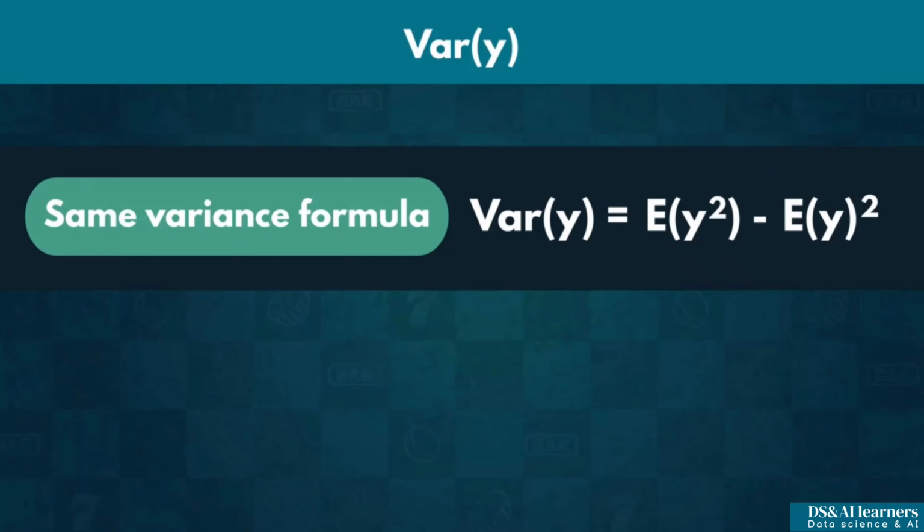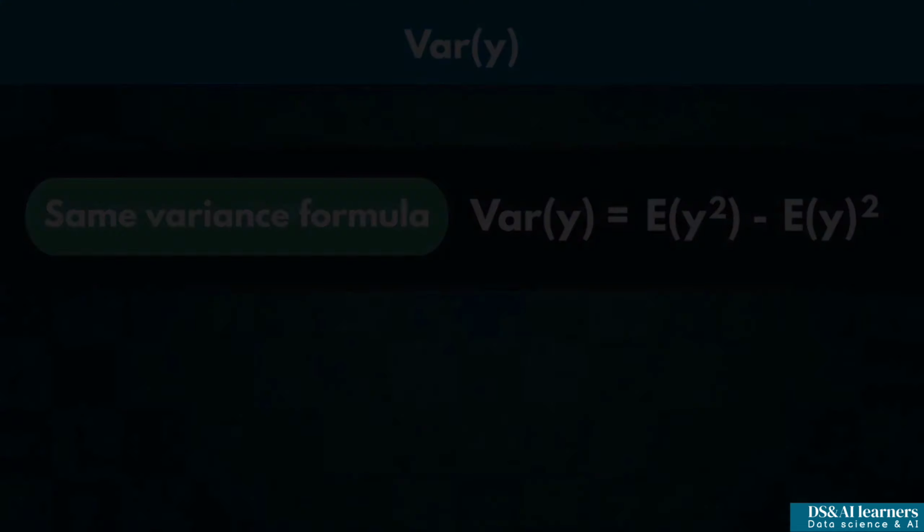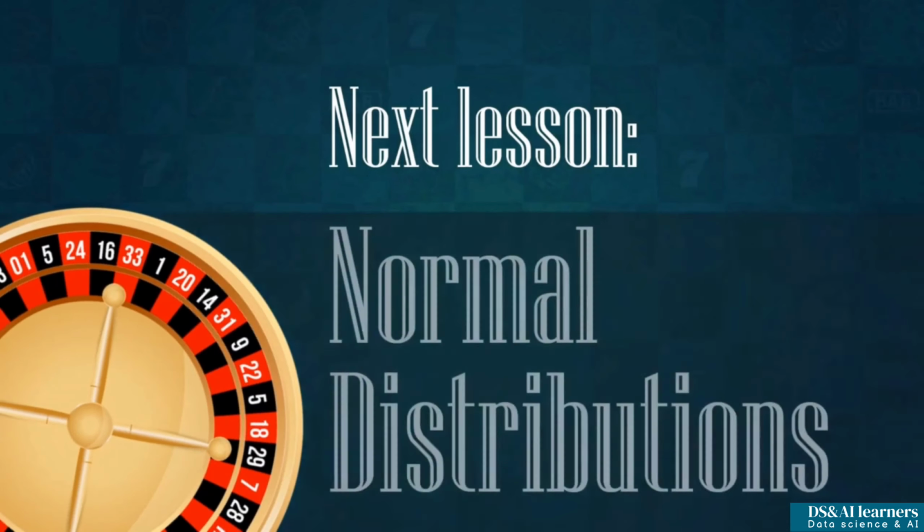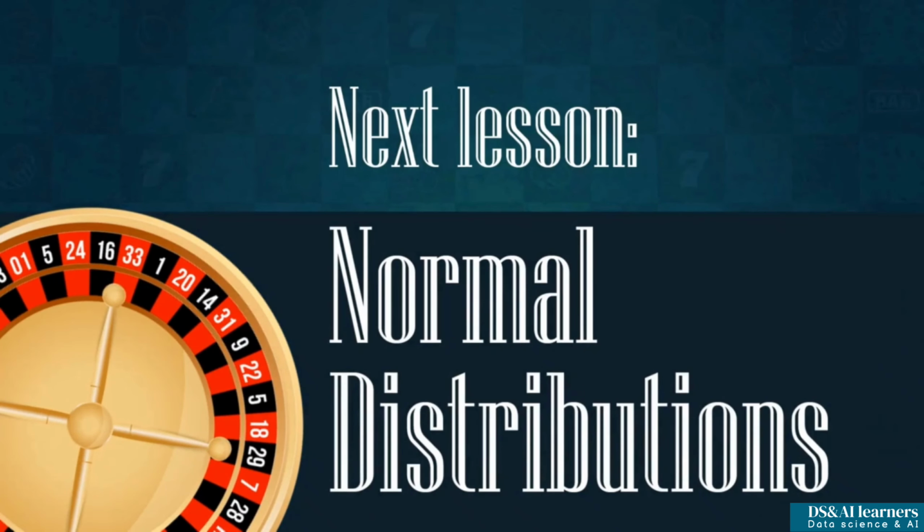Marvelous work. We now know the main characteristics of any continuous distribution, so we can begin exploring specific types. In the next lecture, we will introduce the normal distribution and its main features.